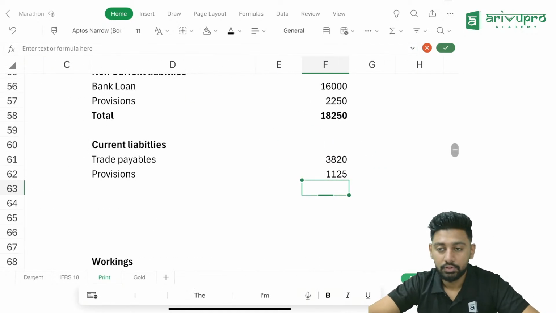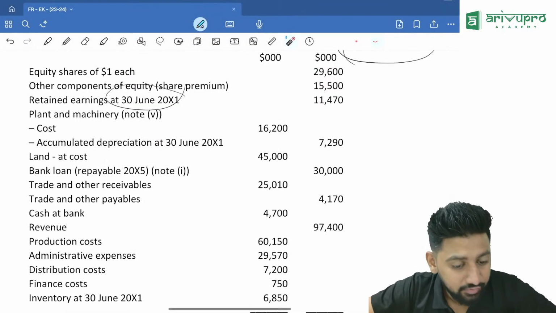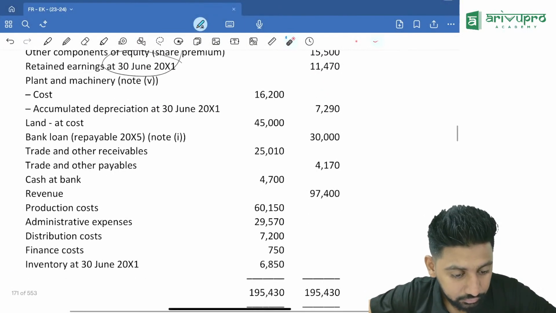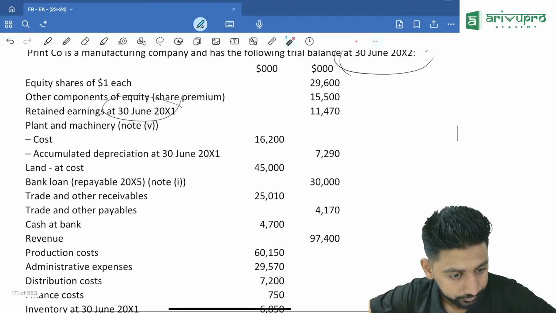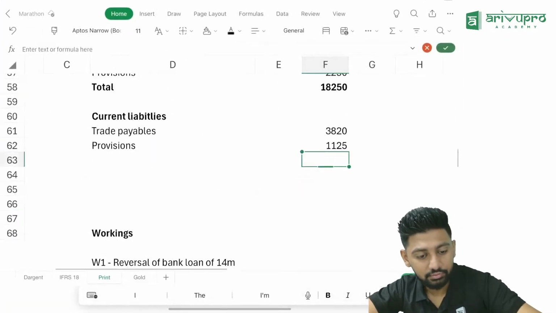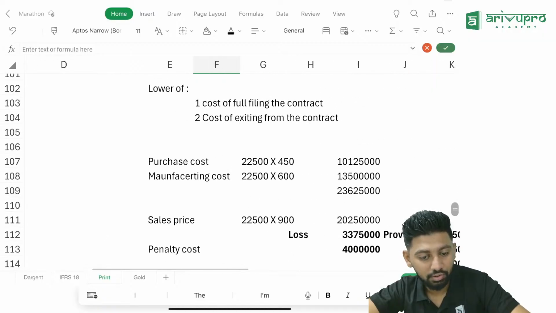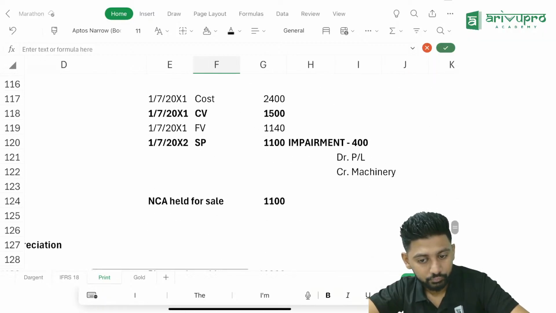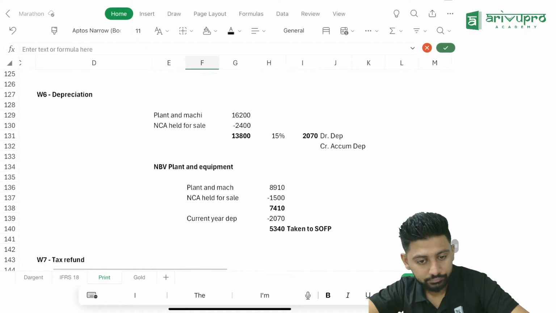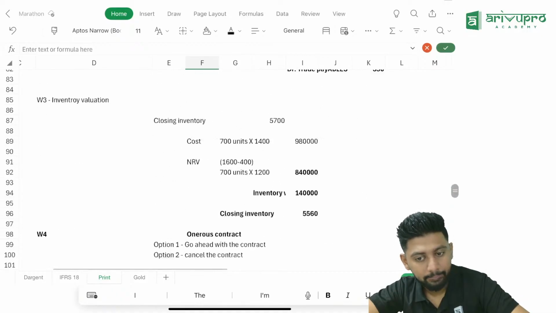Okay. Let's go back and check if you have anything. Everything is taken. Nothing there. No taxes, no interest payable. All done.